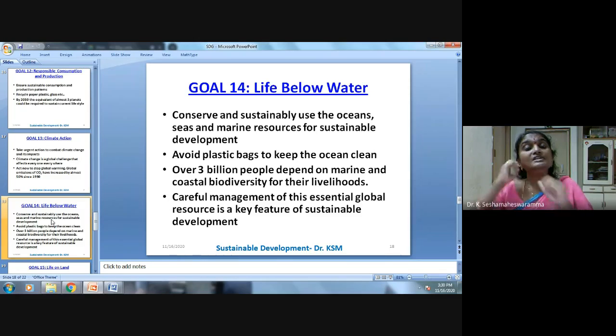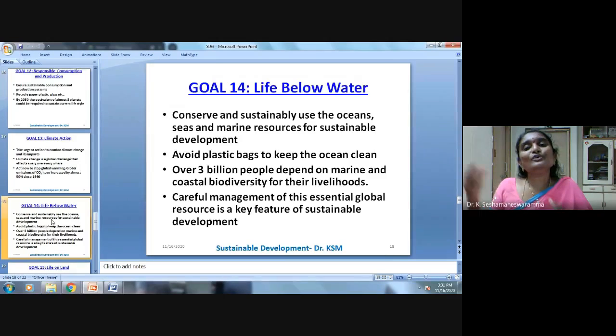Even if it is plastic, any dump, especially plastic, because it has a long life, more than 1,000 years it can sustain in the environment. Hence, you have to avoid plastics first to protect water bodies. Conserve and sustainably use the oceans, seas, and marine resources. These are resources for sustainable development. First thing, avoid plastic bags to keep the ocean clean.